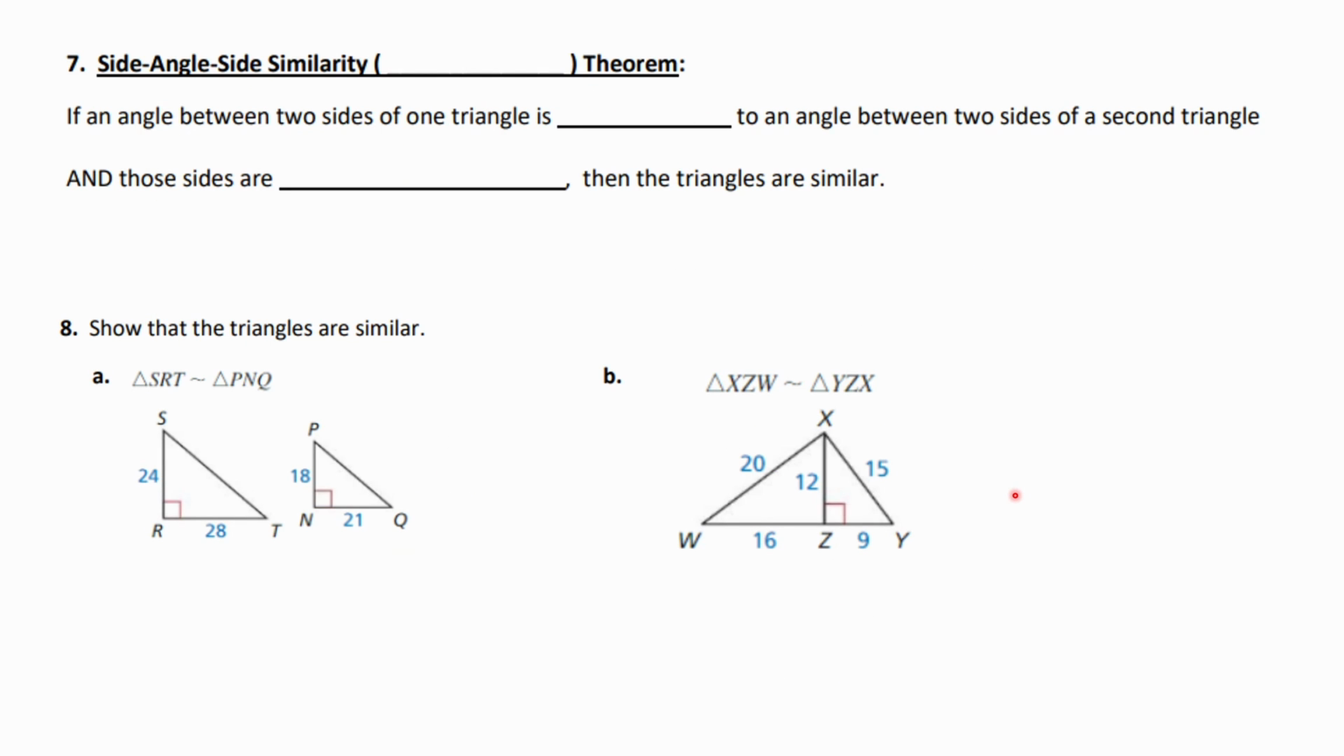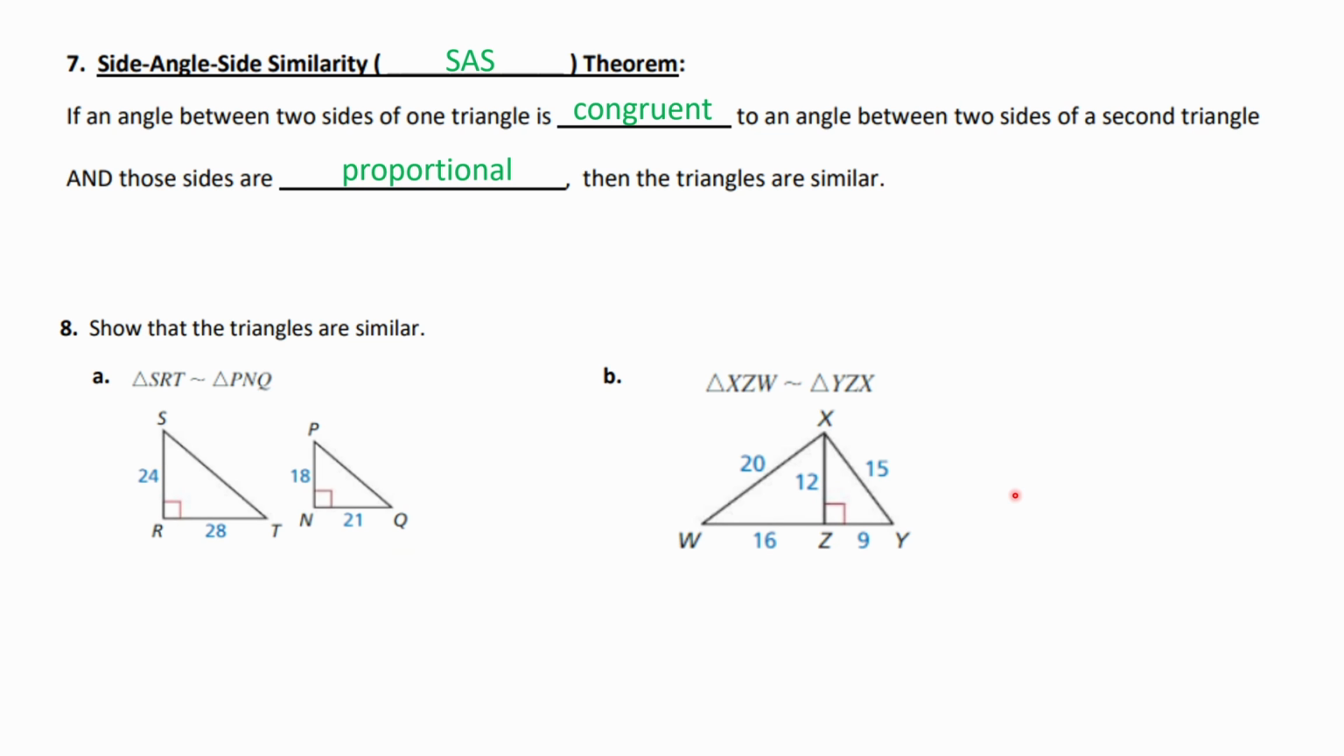Number 7 states the side-angle-side, or SAS, similarity theorem. And it states that if an angle between 2 sides of one triangle is congruent to an angle between 2 sides of a second triangle, and that those sides are proportional, then the triangles are similar. So again, the angle is that included angle, so it has to be in between the 2 sides, and the sides have to be proportional in order for this to work. So just like we did with congruence theorems back in Unit 4, side-angle-side is also a similarity theorem.